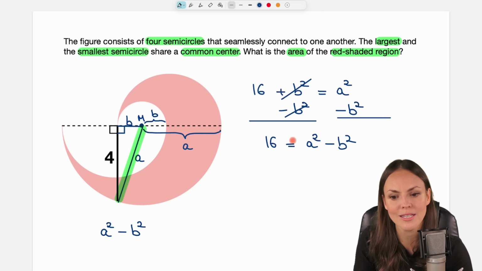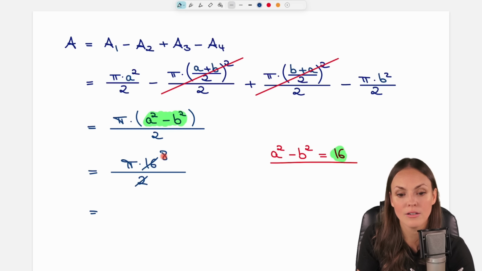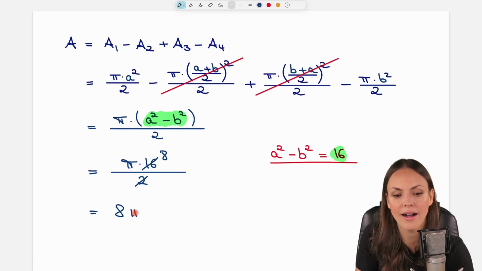So let's go back to our formula here where we had a squared minus b squared in here. We've just found out that this is equal to 16. So we have pi times 16 over 2. And now we can reduce this fraction. 16 over 2 is equal to 8. So we have pi times 8 here, or if we switch these two, we have 8 pi, and this is our result for our area.